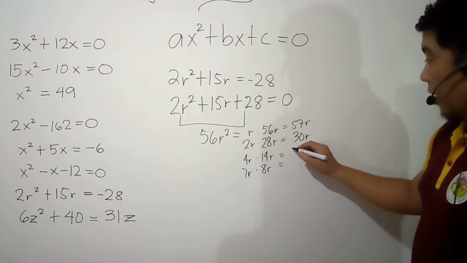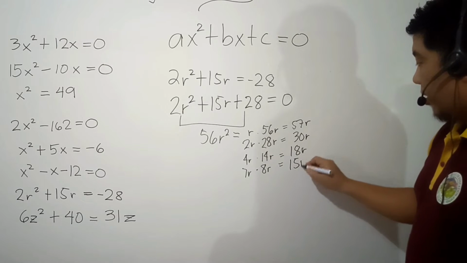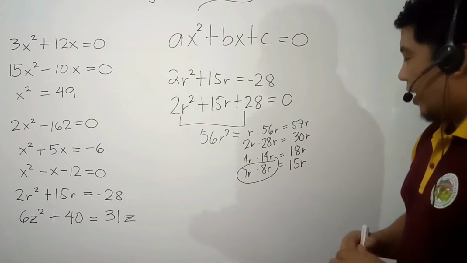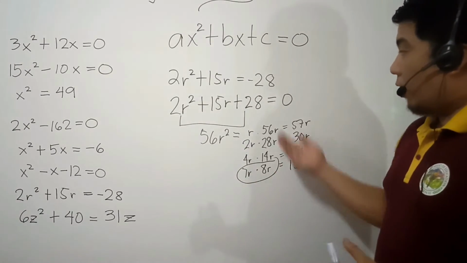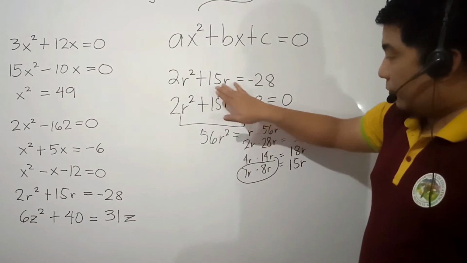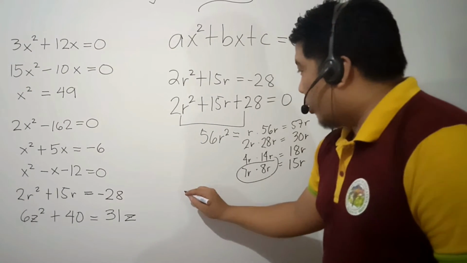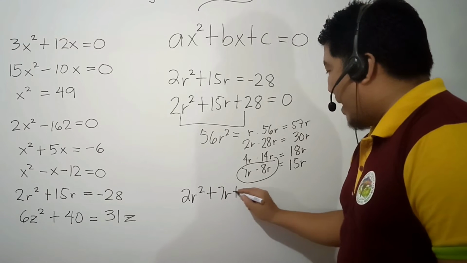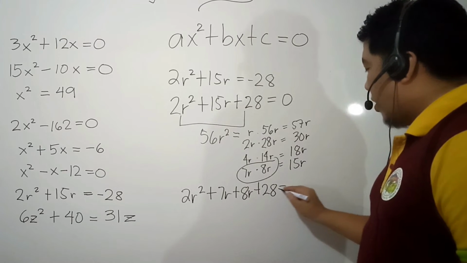We have 18r. And finally, we have 15r. Now, that answers our middle term. So we will use 7r and 8r. Now you already know the factors for our 56r squared. What you will do is replace 15r by this 7r and 8r. So what will happen? That will become 2r squared plus 7r plus 8r plus 28 is equal to 0.